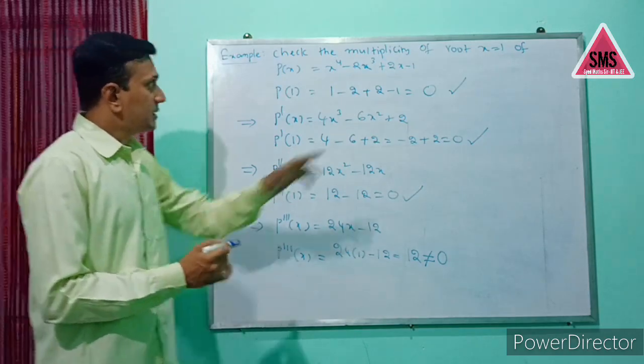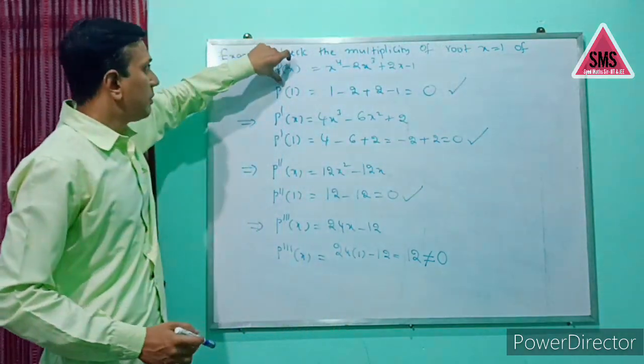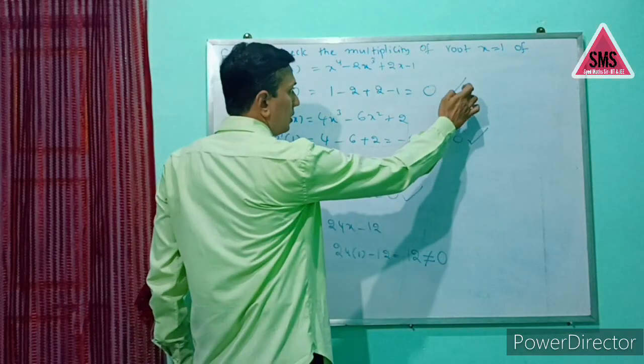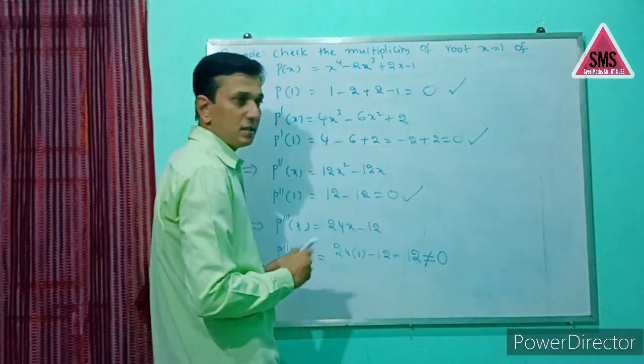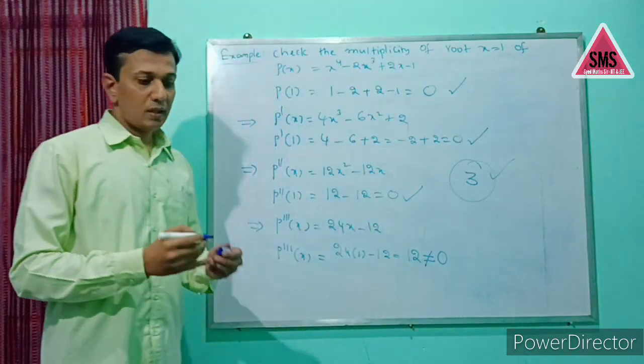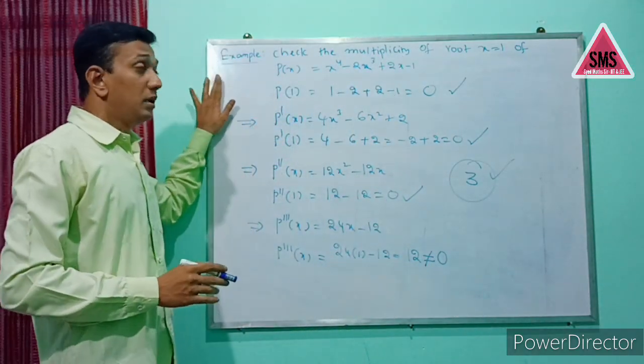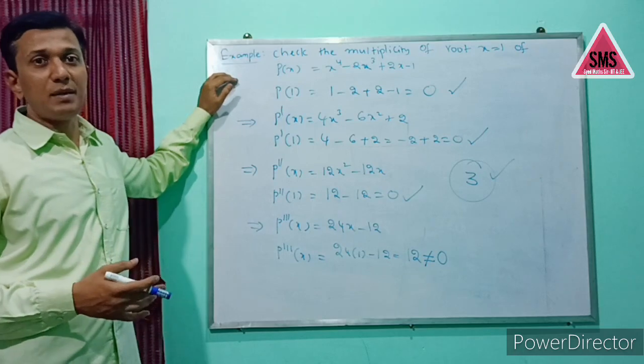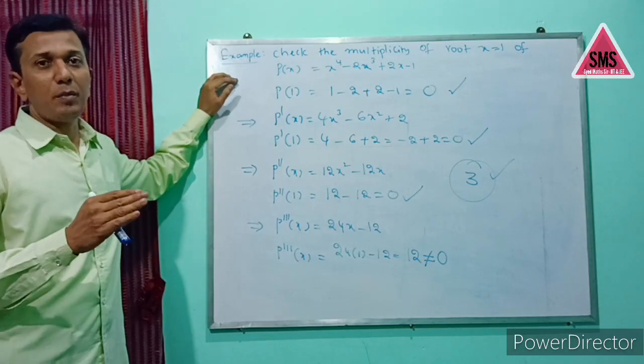So x equal to 1 of this polynomial has multiplicity 1, 2, 3. That is, multiplicity 3. So this is another example of how to find the multiplicity of the given zero of a particular polynomial.